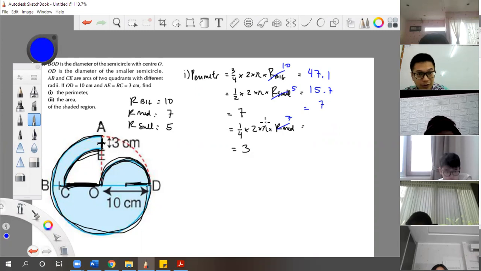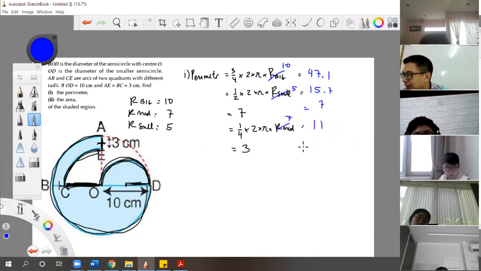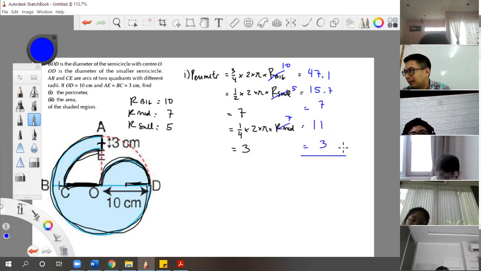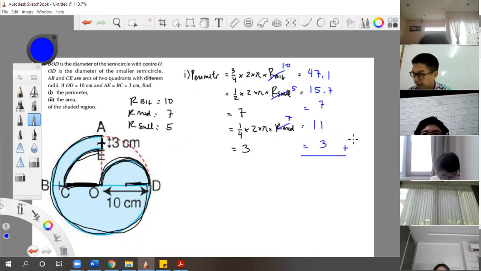Now for this one I use pi as 22/7, guys, because it multiplies 7. 1/4 times 2 times 22/7 times 7. The answer is 11. And this is 3, and you add all the numbers. Part 1 is done. And the total is 83.8 cm. Done, right?